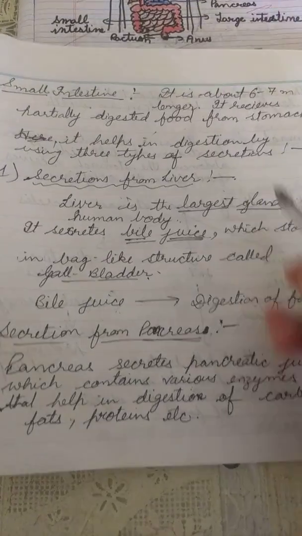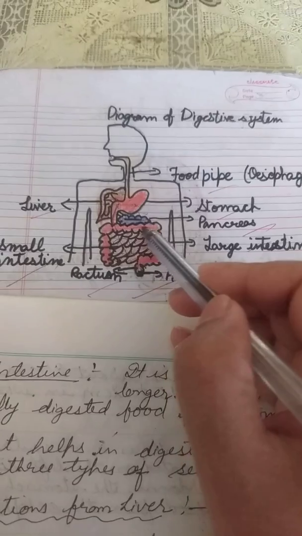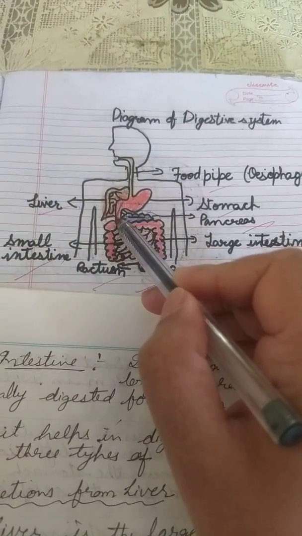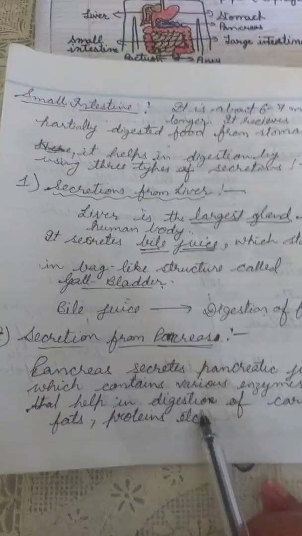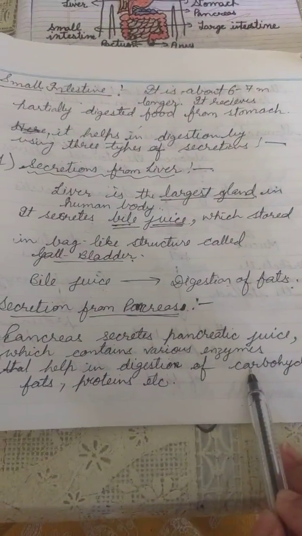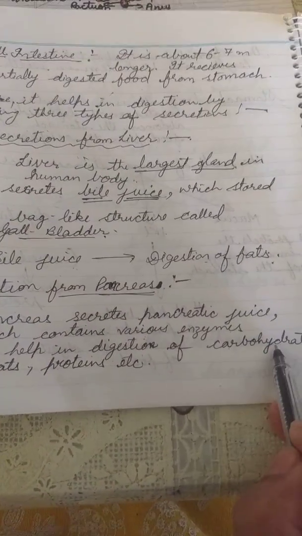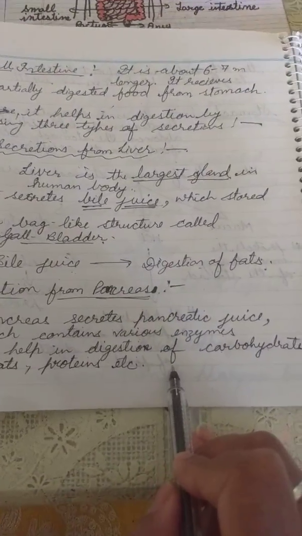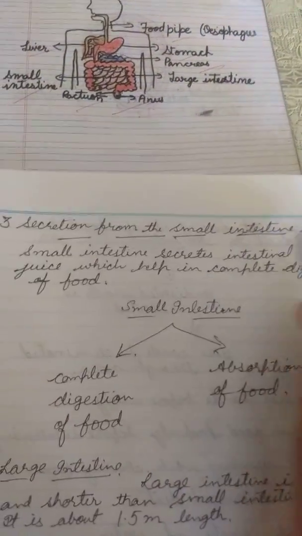The next secretion comes from the pancreas. The pancreas secretes pancreatic juice, which also enters the small intestine and helps in the further digestion of food. Pancreatic juice also contains various enzymes that help in the digestion of carbohydrates, fats and proteins. And next, the secretion from the small intestine.